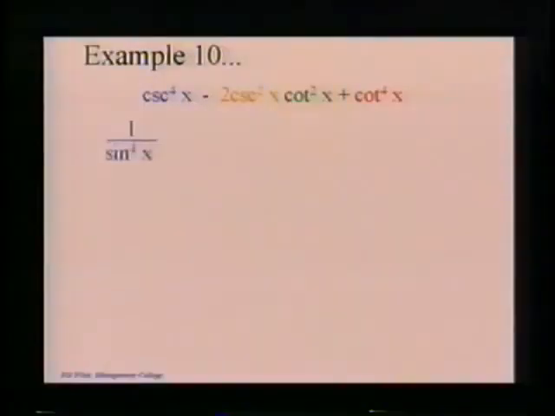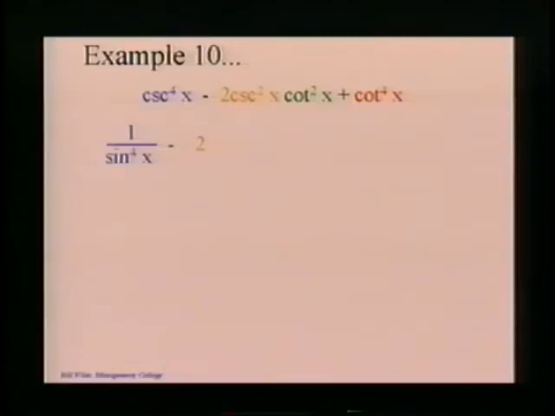I would think of another one. This is the one I tried to change into all sines and cosines right from the get-go, which doesn't always work. Okay, sometimes you have to wait a little bit. Okay, let's try it. The cosecant to the 4th power is the same as 1 over the sine. Remember, the cosecant is 1 over the sine.